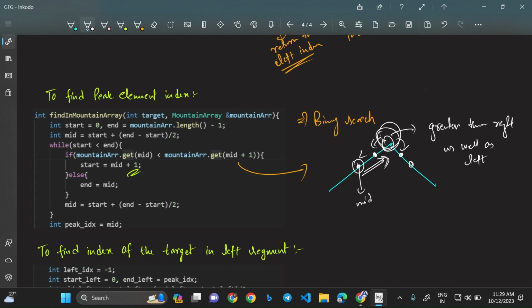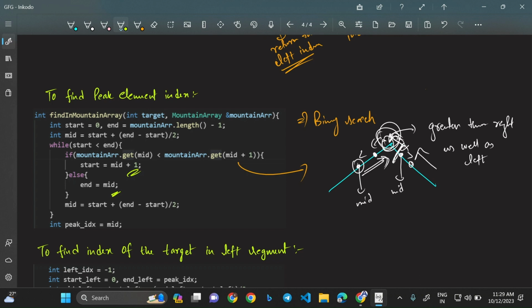All right, so mid might be somewhere here. That is the reason it's greater than its neighbor, the next element. So again we climb by shrinking this part, by shrinking this end. So we are going in this direction. For that we'll be reducing the end to mid.